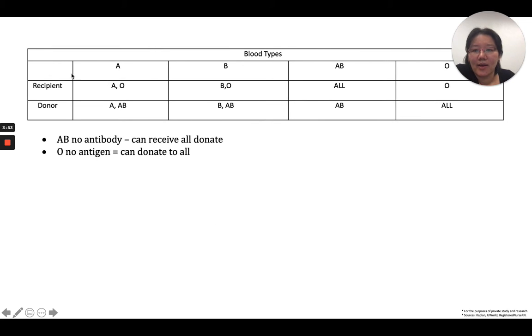Blood type, this is how I put it in a table like that, so it's easy for me to remember. And then all I did is just remember the structure of the table. For example, A, B, O. So it sounds easy too. A, AB, B, AB, AB, O.